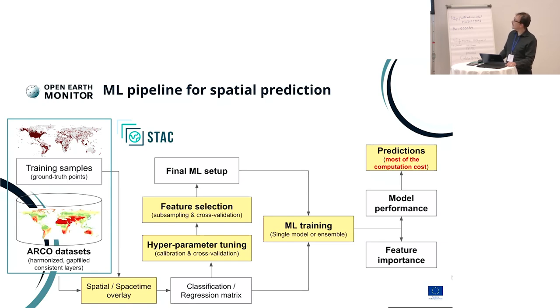And as I said, when you have this pipeline done, you build a machine learning model and you want to go for prediction. If we are talking about really large amounts of data, most of the computation cost will be on the prediction. This is a bit different from some other domains, which may have more computation cost on the training, but because we are talking about Earth observation data, gridded data sets, the amount of pixels that we need to process is really huge.